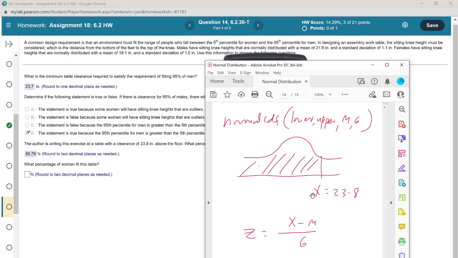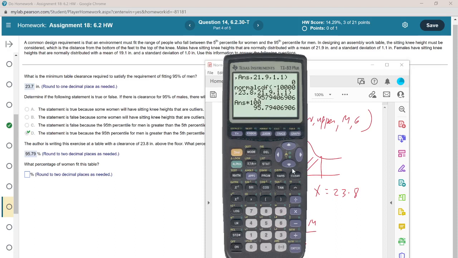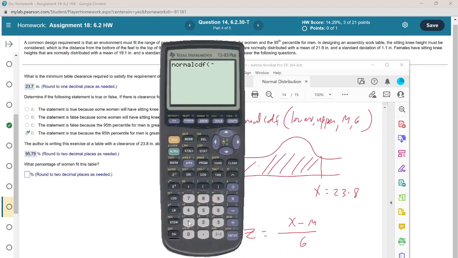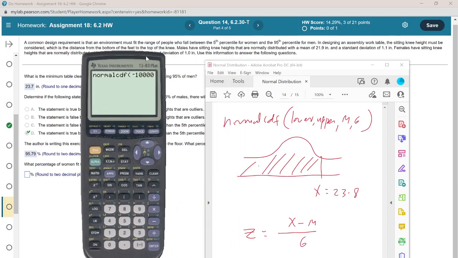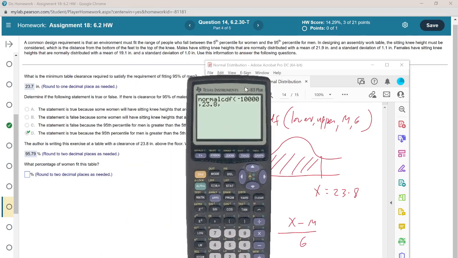Okay, what percentage of women fit this table? For this, you can always go back again and use the very same function, which is normalcdf. It takes the minimum, which in this case, let's say it's negative 10,000. You could also use any very small negative number to cover all the area under the curve to the left of x. So comma, the maximum is 23.8 in this case, but the average for the women is 19.1, and the standard deviation for the women is 1.